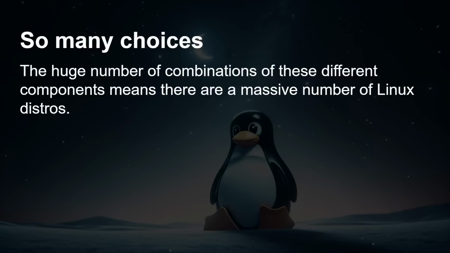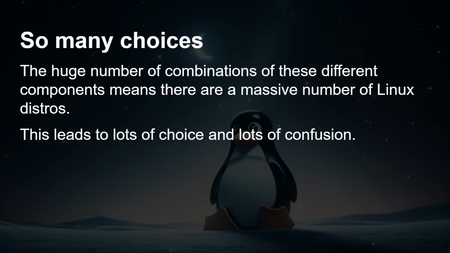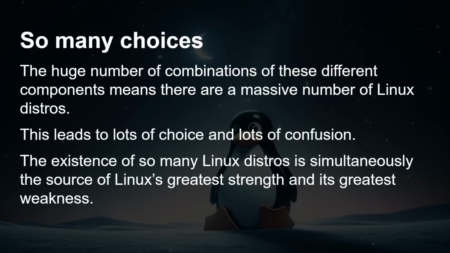So you can have an Ubuntu with a Mate desktop, or you can have an Ubuntu with KDE desktop, and then you could be using Flatpaks rather than using .deb files, or you could be using a different networking something or a different security update. I mean, you can literally, in a different Linux kernel, you can literally mix and match these, and there are just so many combinations, and that's why there are lots and lots of Linux distributions. And this leads to lots of choice, good thing, lots of confusion, bad thing. The existence of so many Linux distros is simultaneously the source of Linux's greatest strength and its greatest weakness.